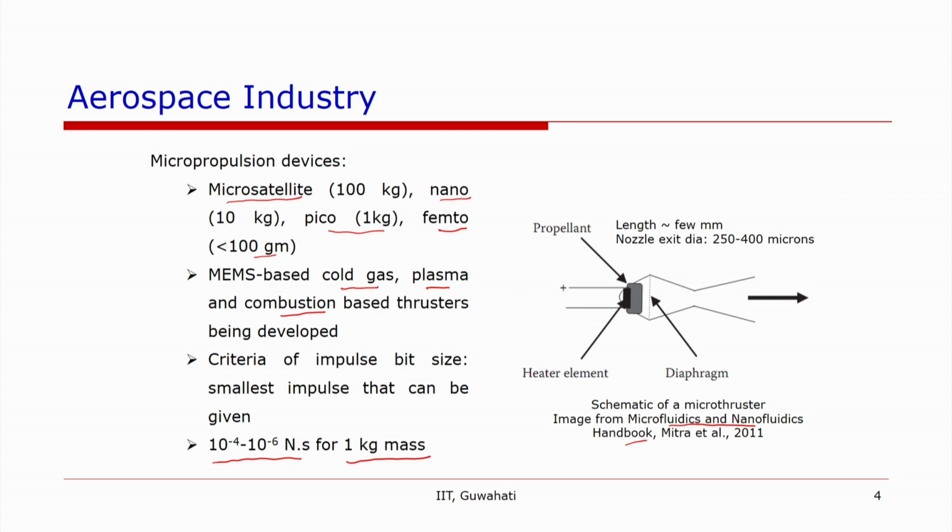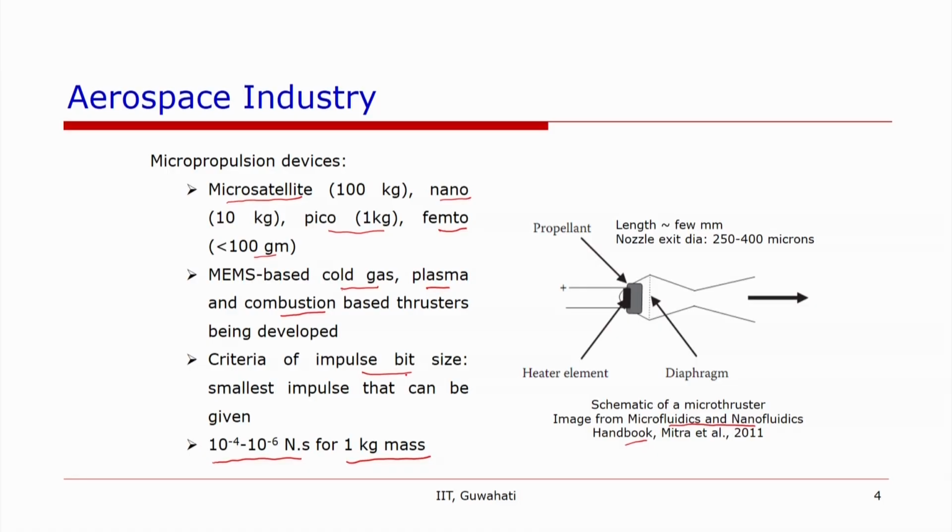This requires that one should be able to have the smallest bit of impulse, so that one can have increments over it, and the minimum amount of impulse required can be given. That is the impulse bit size discussed here. So, that is a typical micro thruster, or a schematic of a micro thruster, where there is a propellant and a heater element attached to it. This micro thruster is only a few mm in diameter, and the exit diameter of the nozzle, which can be a supersonic nozzle or subsonic nozzle, is about 250 to 400 microns.